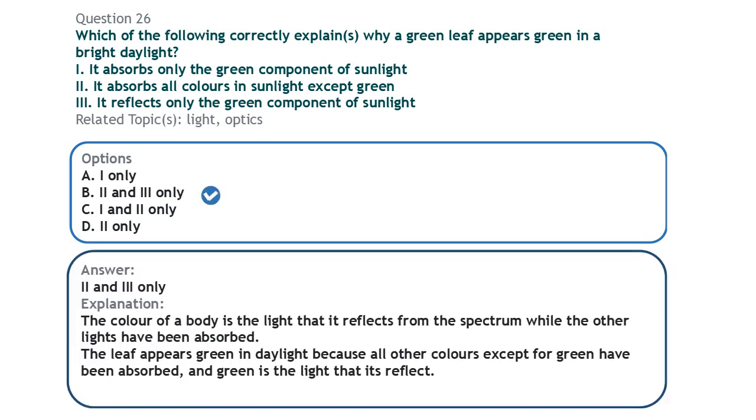The color of a body is the light that it reflects. Now a green leaf is going to appear green because it absorbs all the colors of the sunlight except for the green. All the other colors are absorbed except for the green. So it is that green that appears. It reflects only the green component. Like I said, the others are absorbed. It is only the green that is reflected. If it absorbs only the green, that means it will not be green. It will be another color besides green.